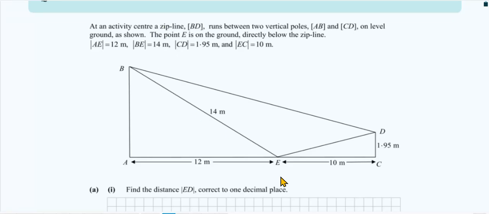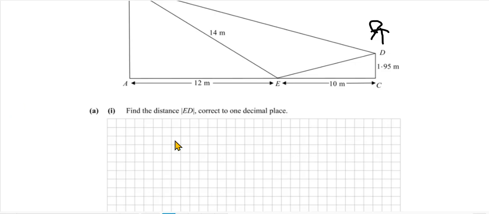Basically it's a zip line, and the zip line works from B to D. So the guy travels down this direction here from B to D. Now it says point E is on the ground directly below the zip line. So you're going off the diagram, and the first thing it wants to figure out is what is E to D. So we're after this length here.